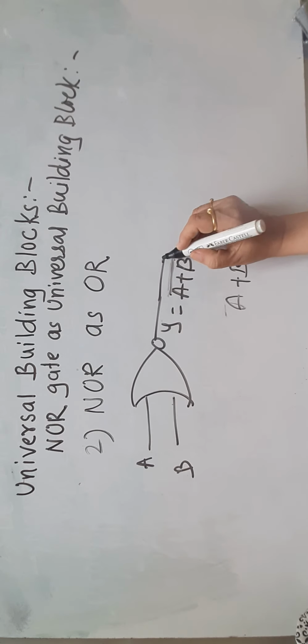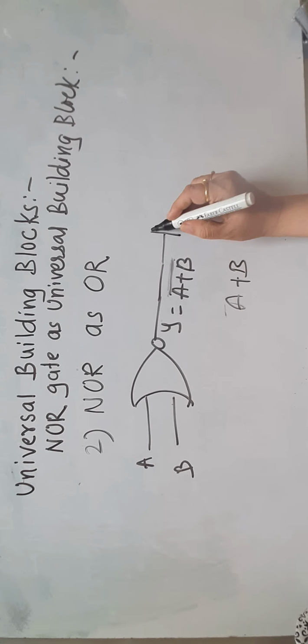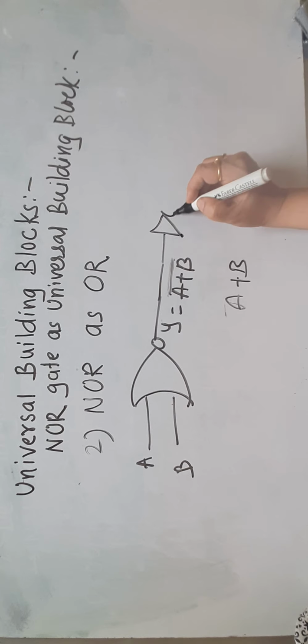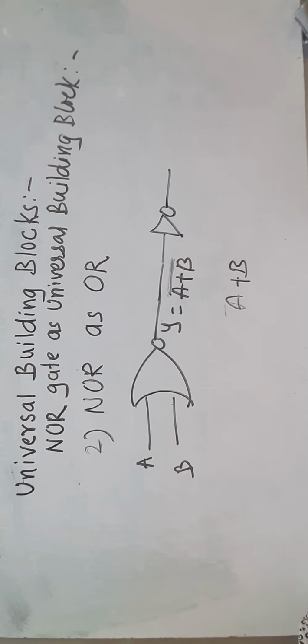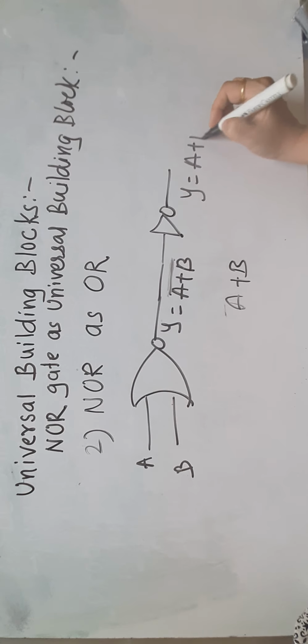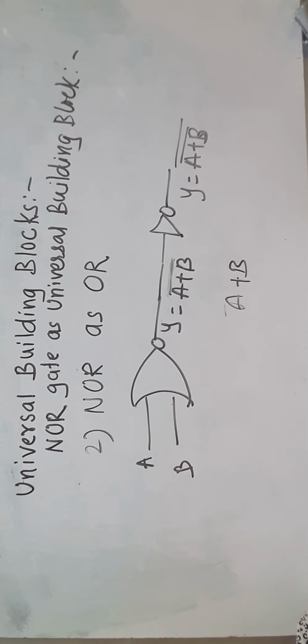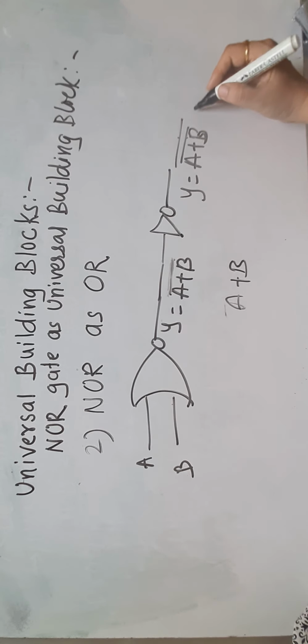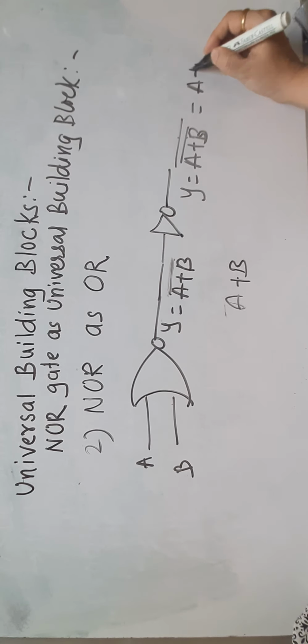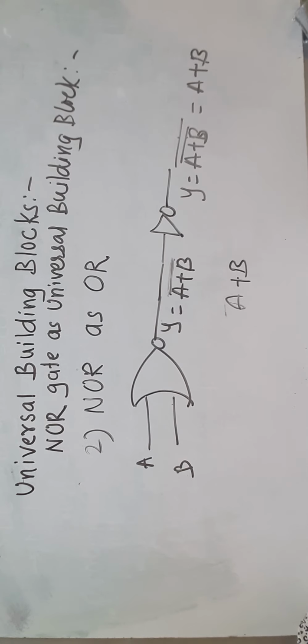If we connect one more NOT gate here, then it will become Y equals A plus B. Already a bar is there, so due to this NOT gate, one more bar will be there. Both bars mean complement of complement, so they get cancelled and it becomes A plus B.